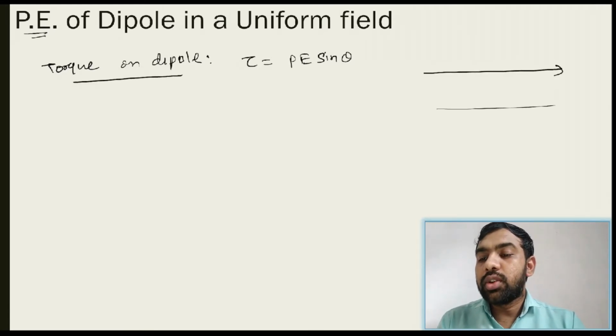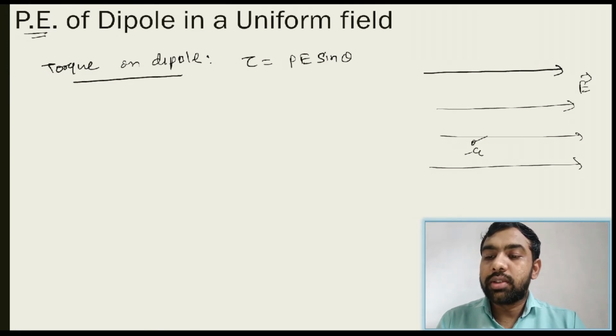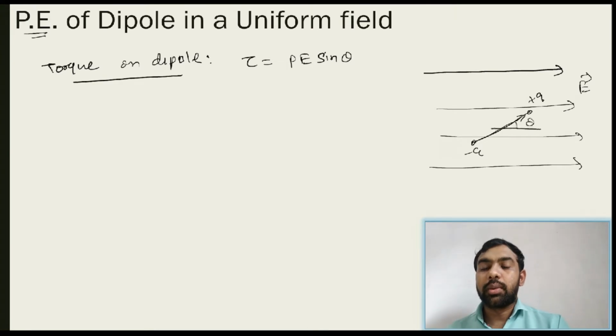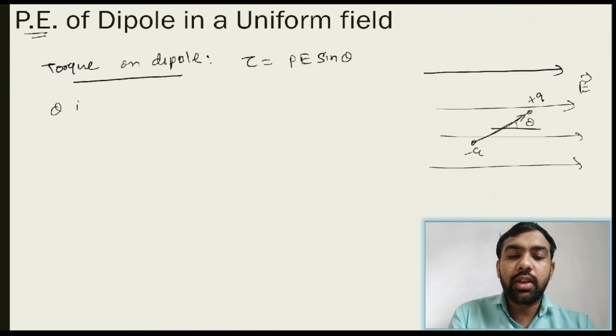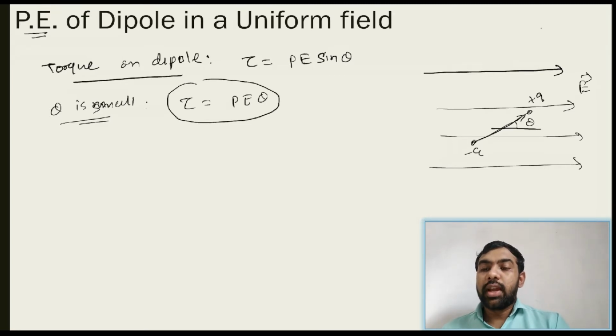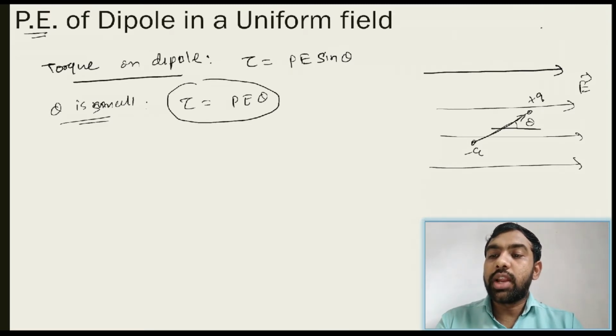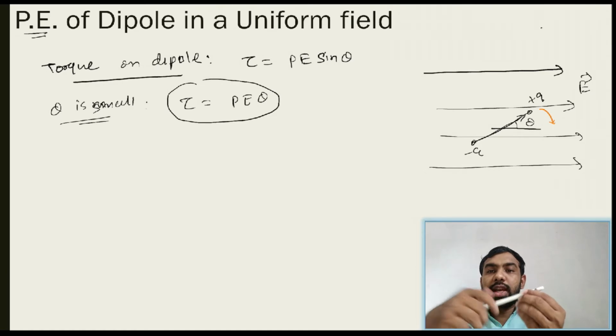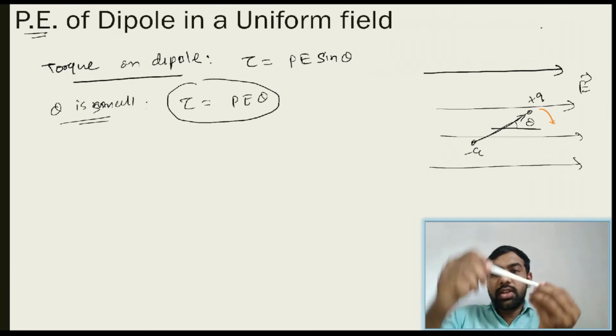Let's consider a simple situation. If that is a uniform electric field E, here the dipole is placed, minus q to plus q. If the angle is theta, and if theta is very small, then torque is equal to what? P E theta. And this dipole tries to come back to its horizontal. If it is horizontal like this, it means it is parallel to the electric field. If you rotate it, then it tries to come back.